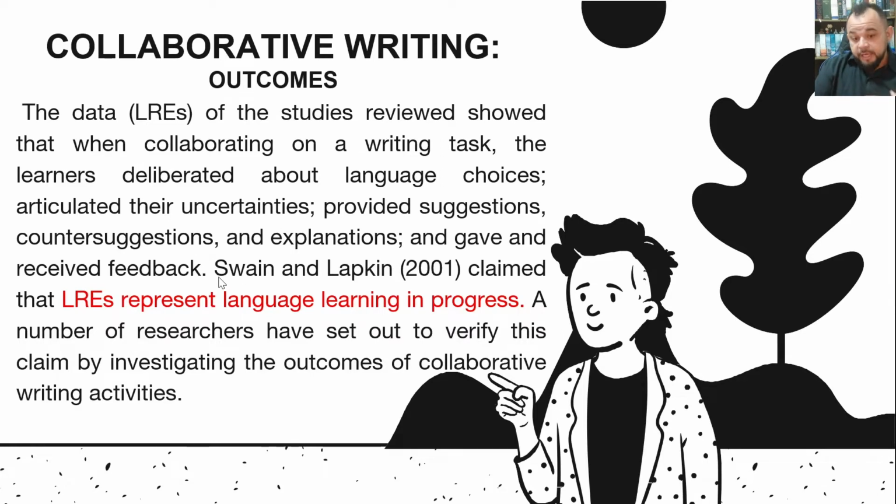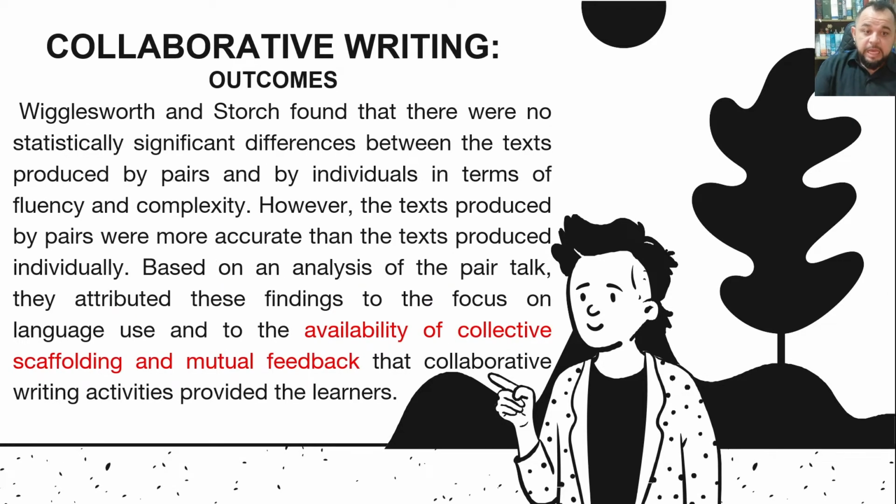A number of researchers then have set out to verify this claim by investigating the outcomes of collaborative writing activities. Wigglesworth and Storch found that there were no statistically significant differences between the texts produced by pairs and by individuals in terms of fluency and or complexity. However, the texts produced by pairs were more accurate than the texts produced individually. Based on analysis of the pair talk, they attributed these findings to the focus on language use and to the availability of collective scaffolding and mutual feedback provided by the collaborative writing activities.